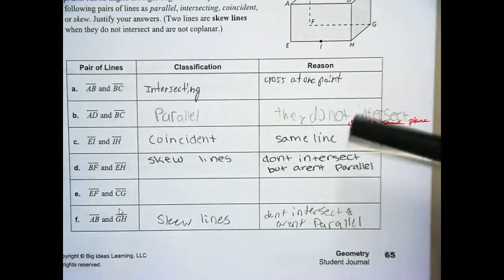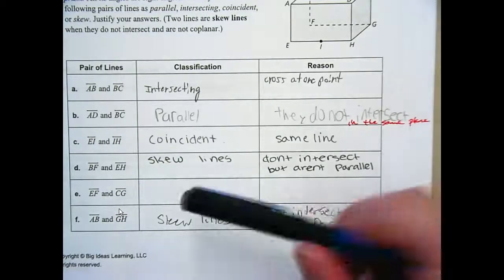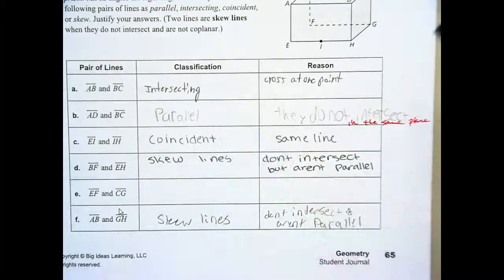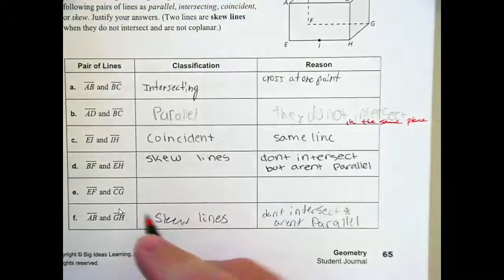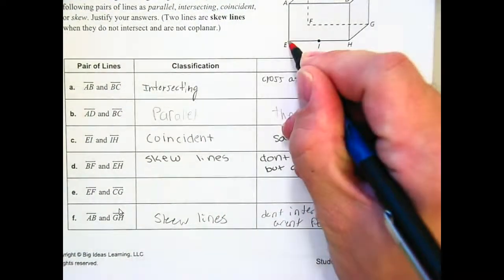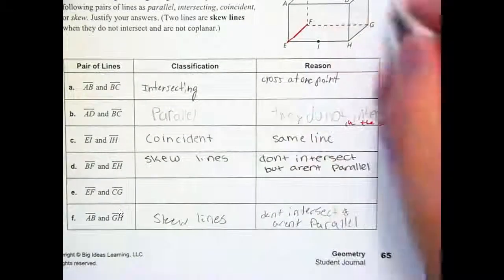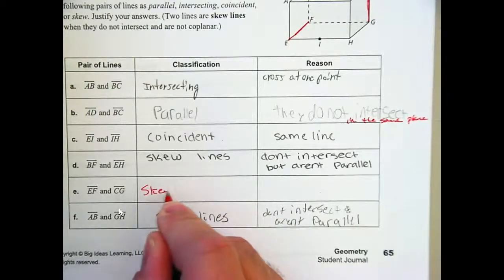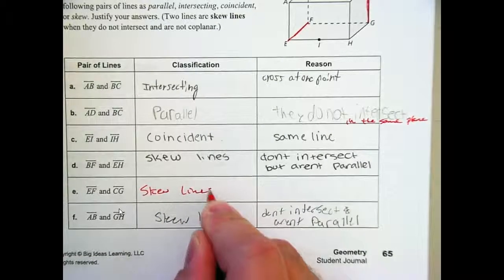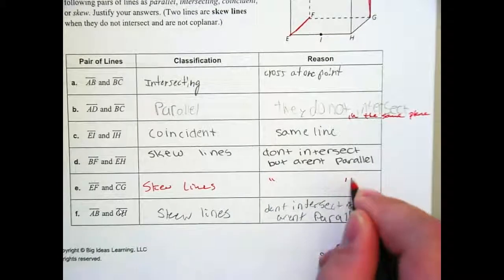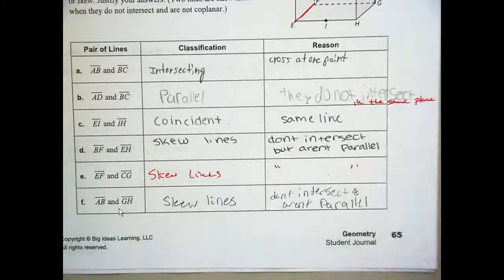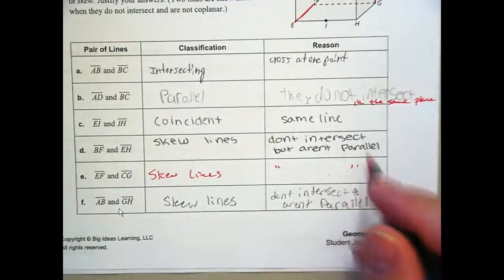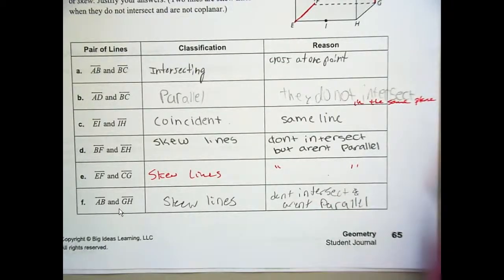EI and IH are coincidental because they're the same line. BF and EH are skew lines. They do not intersect and are not parallel. Very good. And EF and CG, what are they? Good. EF would go from there to there, and CG is right here to here. Those are skew. Okay? And we can use the same reasoning. They do not intersect, but they aren't parallel. Or they do not intersect and they are not in the same plane.